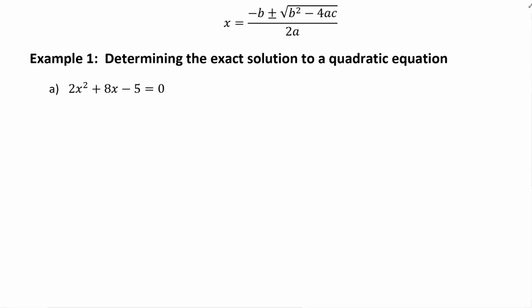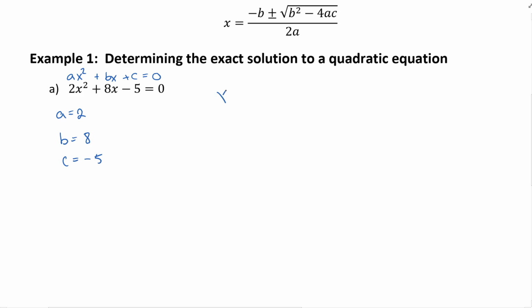Let's take a look at the first example here. Realize we're dealing with exact solutions as well. So that means we're not wanting decimals. Leave everything in fractions, and if you can't find the square root of a number, leave it under the radical, leave it under the root. So in this equation here, I've got ax squared plus bx plus c already set up for me, where a is equal to 2, b is equal to 8, c is equal to negative 5.